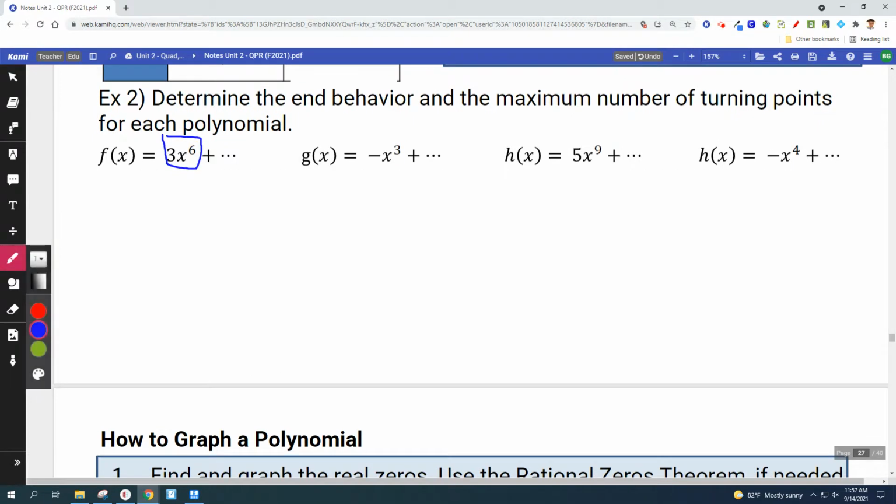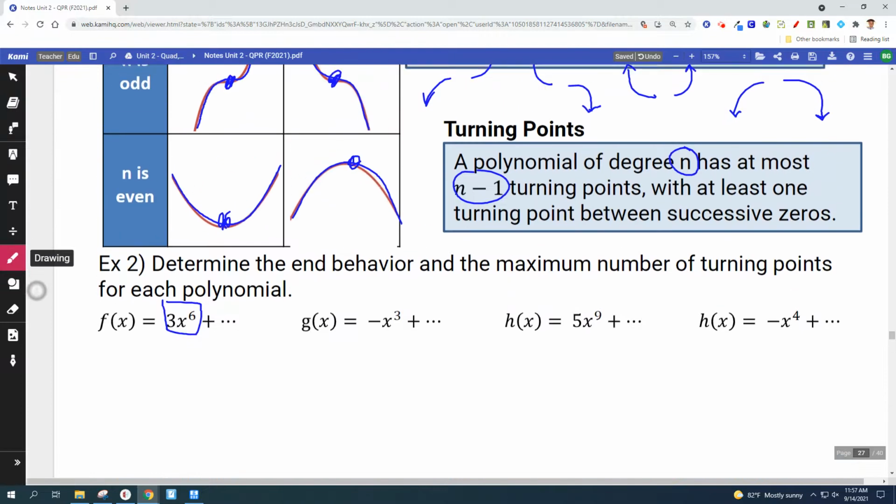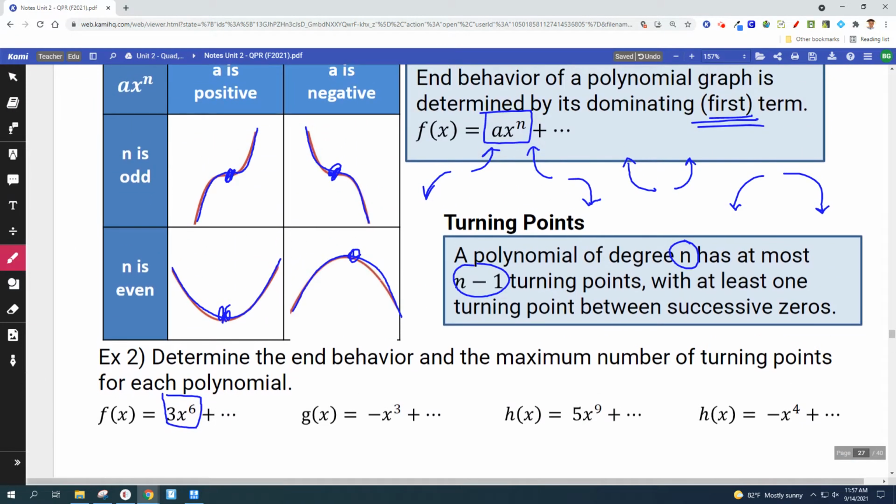Determine the end behavior and the maximum number of turning points. So that's what we just talked about right here. All right. This is a positive even. And so if you look in your chart, your positive even looks like this one. So your end behavior is going to be up and up. That's your end behavior. This is a negative odd. Negative odd looks like this one. So your end behavior is going to be up and down.